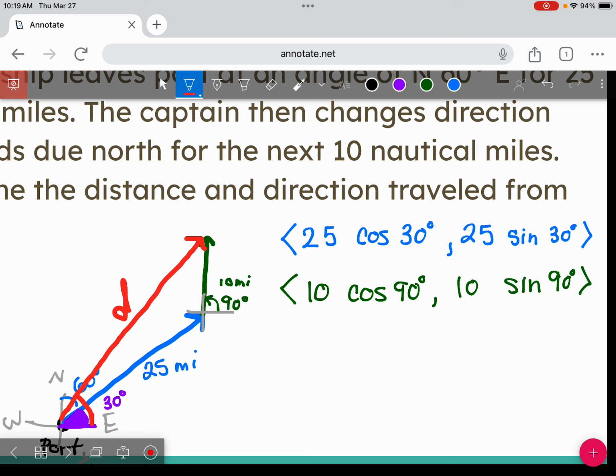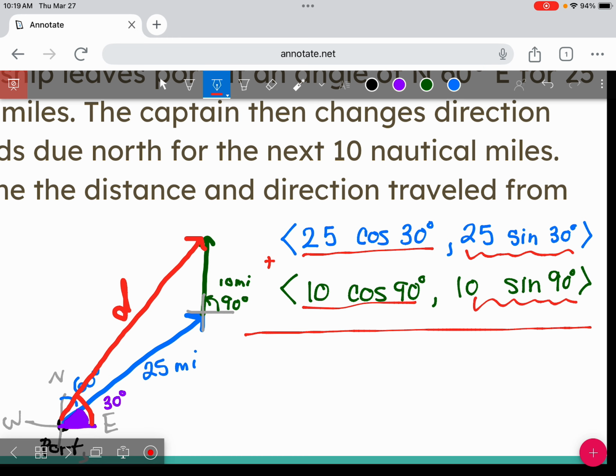And to get vector D, we are going to take our two vectors here and add them together. That means I need to add the x piece to the x piece, and the y piece to the y piece.